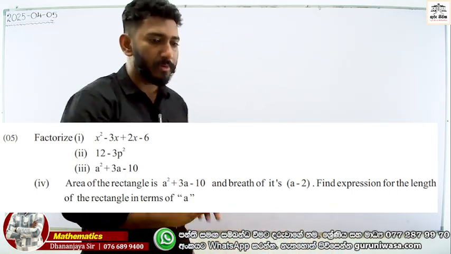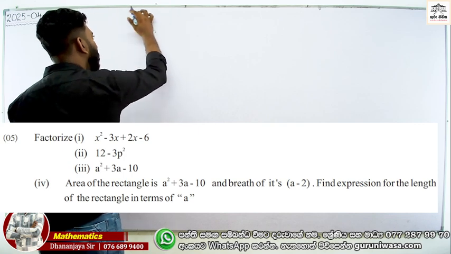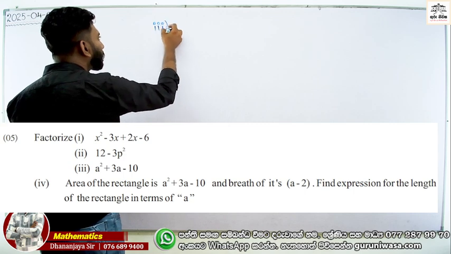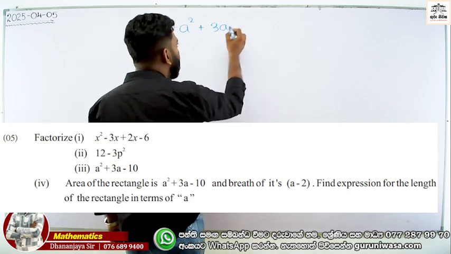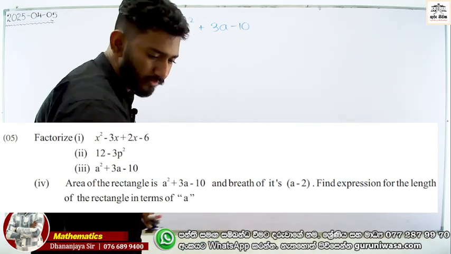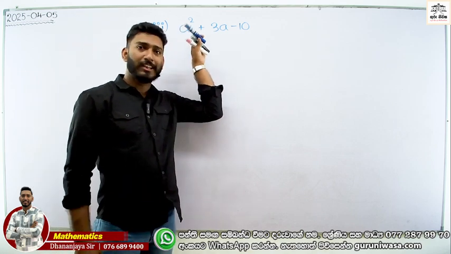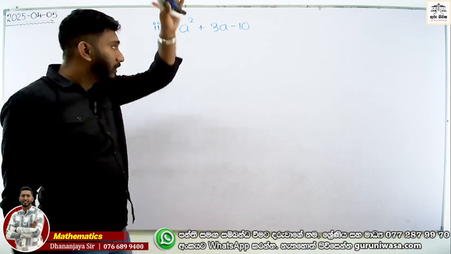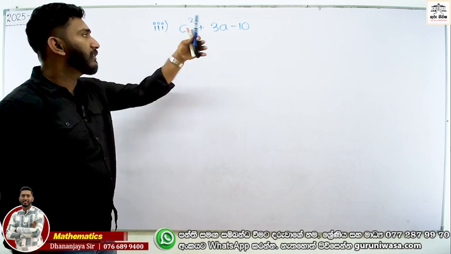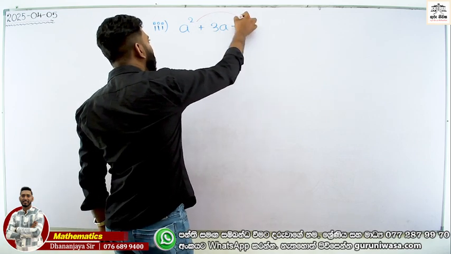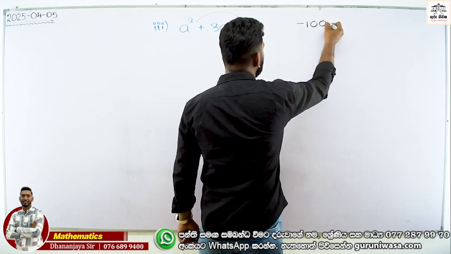Right. The third one is a trinomial quadratic expression like this. A to the power of 2 plus 3A minus 10. Now listen, we call this a trinomial quadratic expression. The first term is A squared, plus 3A, minus 10, and the order is correct. Now we get the product of the first term and the last term. A squared multiplied by minus 10 becomes minus 10A squared.